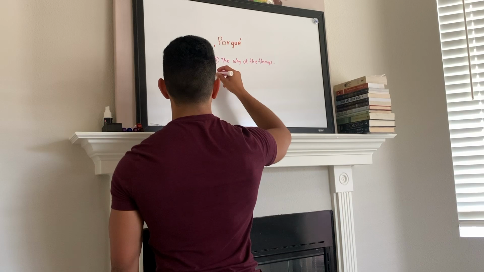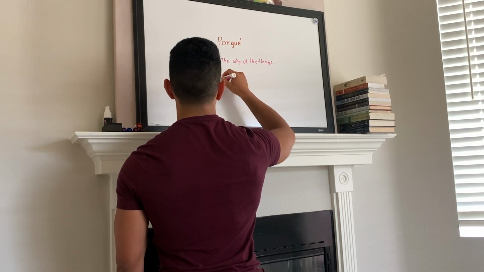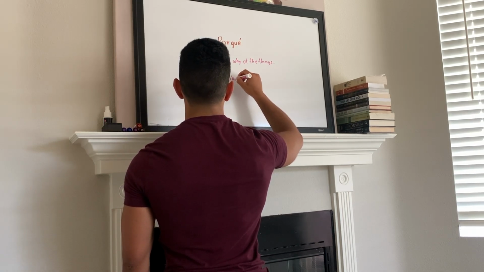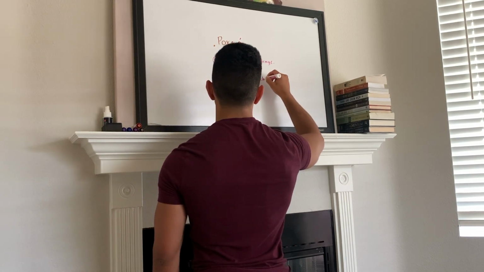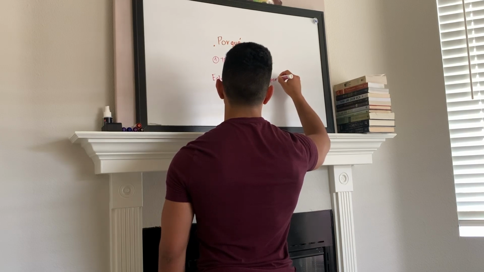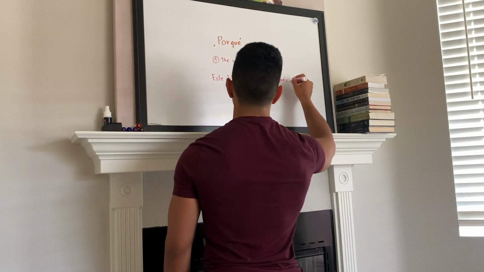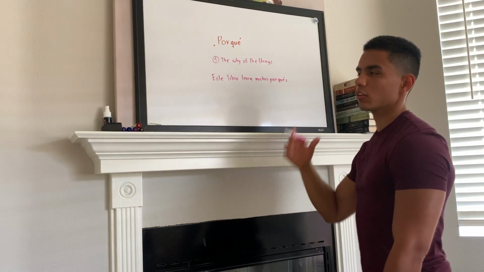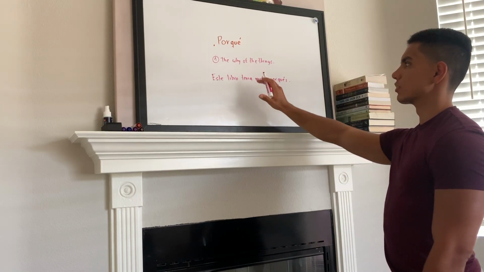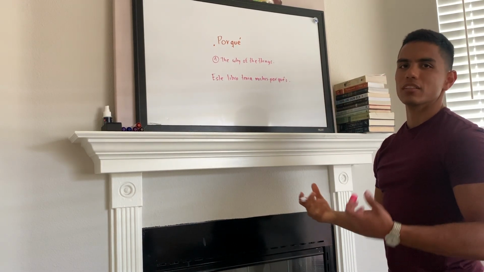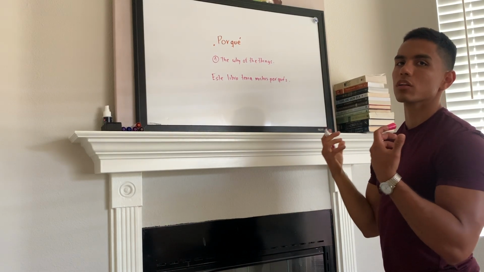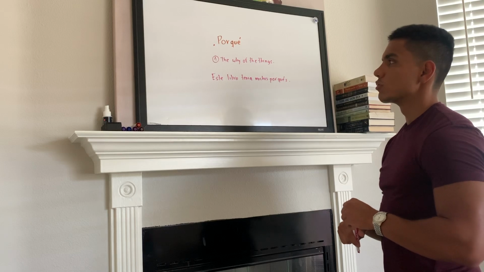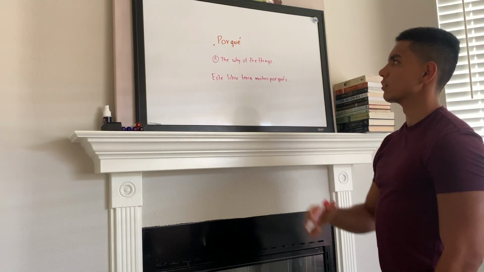Phrases. Este libro tenía muchos porqués. So that means that that book has a lot of whys. Este libro tenía muchos porqués. That means like this book has a lot of misunderstanding or a lot of questions. So you gotta keep that in mind.